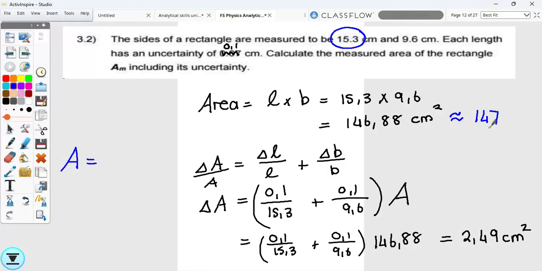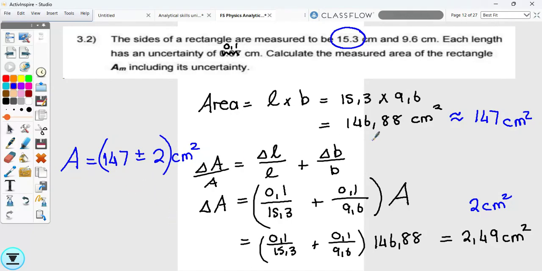And if this is to the closest real number, then if there's no digits after the comma, this value here would become 2, not even 2,5. This is going to become 2 centimeters cubed. Oh, squared. When you're writing your A value, it's going to be 147 plus or minus 2 centimeters squared. And you can put that in brackets again. And that is our final answer.